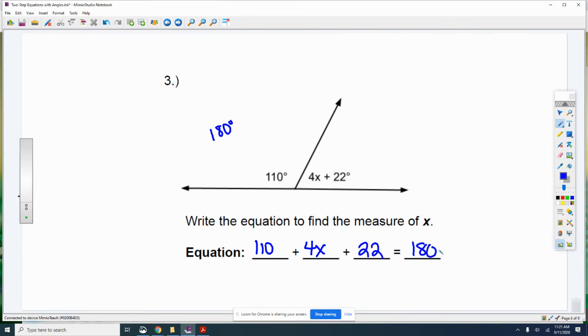I'm going to combine things that are alike. So I have 4 x's. I have 110 plus 22, which gives me 132, equals 180. So I'm going to split my river and solve.